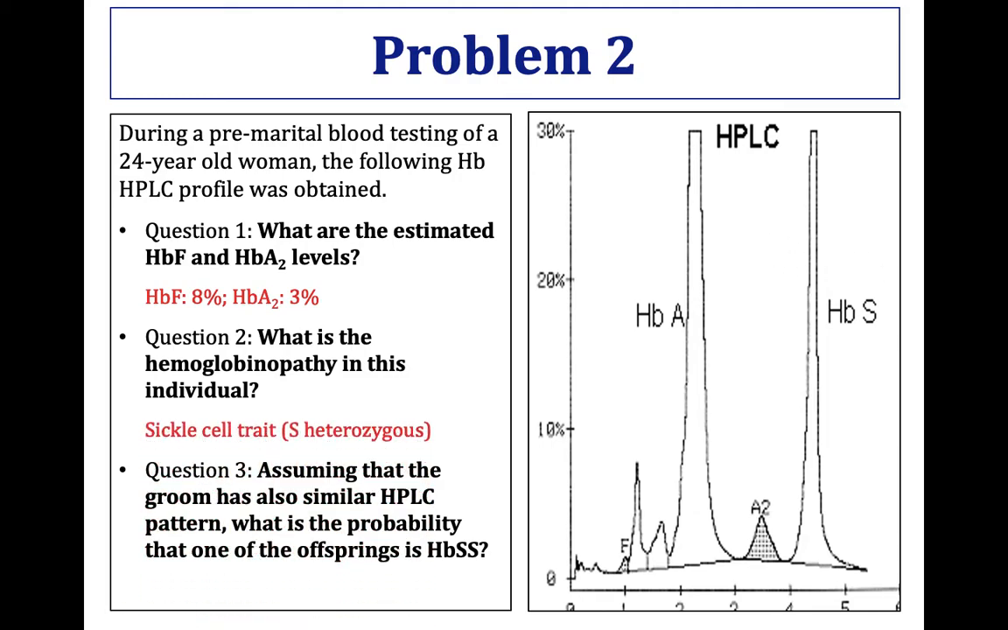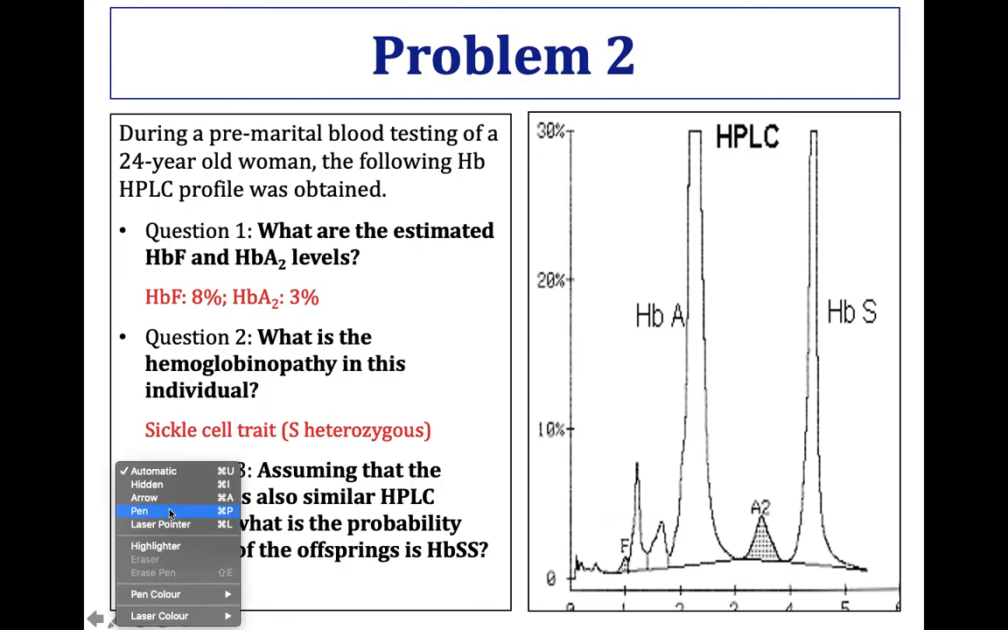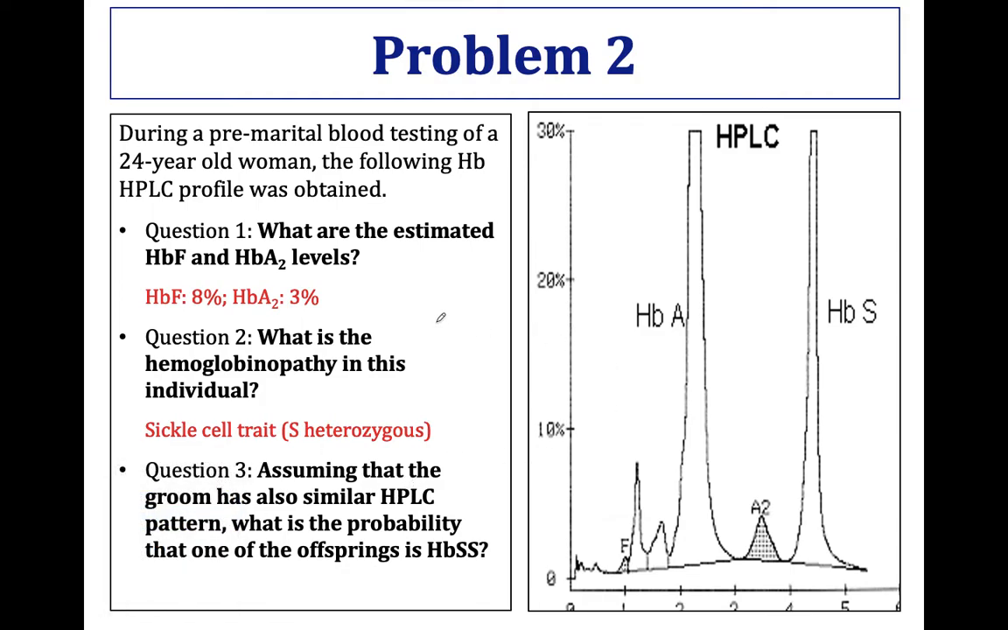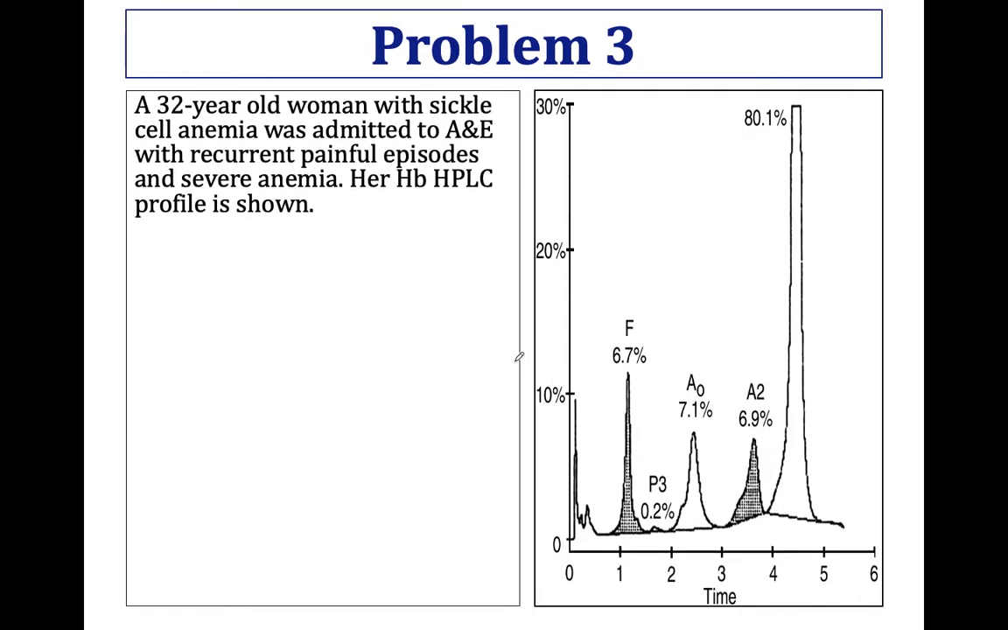Assuming the groom has a similar profile, how much chance does she have of passing it to the offspring? You will do the Punnett square. You will say that you have A and A. So how many of the offspring will be homozygous? In this case, just going fast, it will be only 25%, right? So it is 25%.